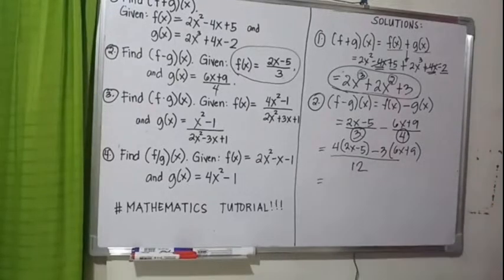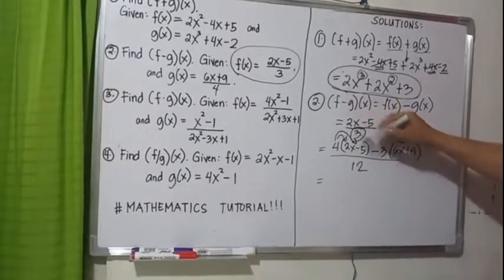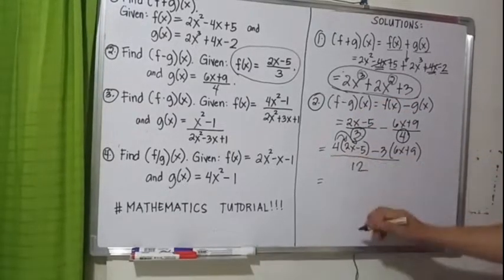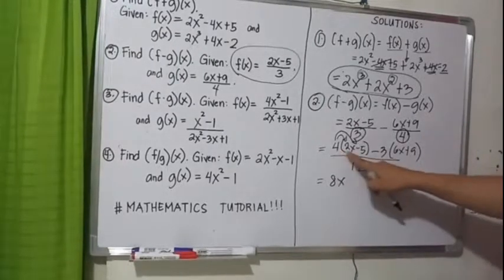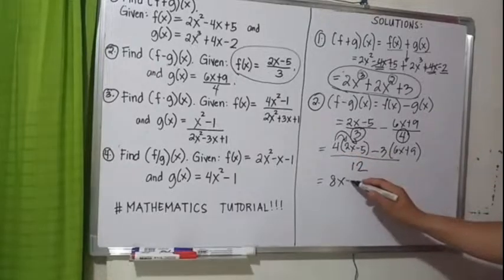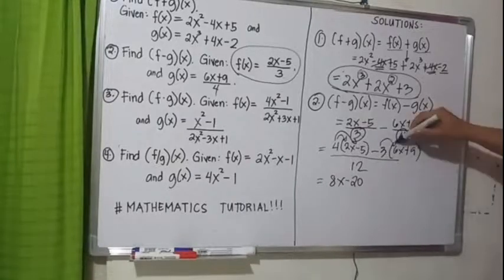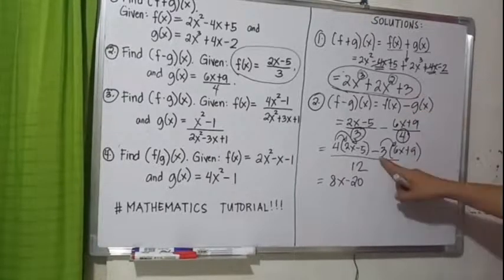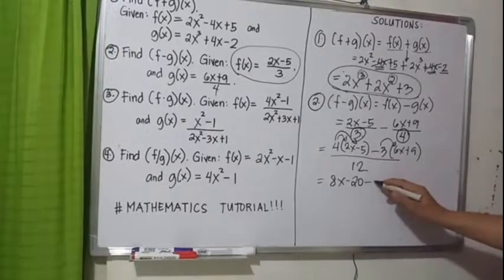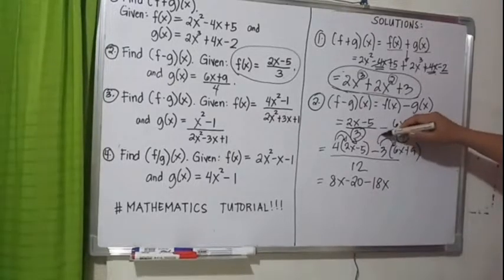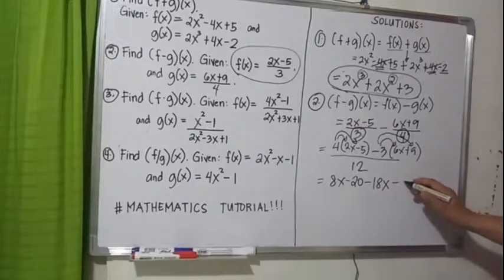Next, simplify. Distribute natin ito isa-isa. Distribute. So that is 4 times 2x, that is 8x. Then 4 times negative 5, that is negative 20 or minus 20. Then ito, i-distribute rin natin isa-isa. So negative 3 times 6x, that is negative 18x. Then negative 3 times 9, that is negative 27.